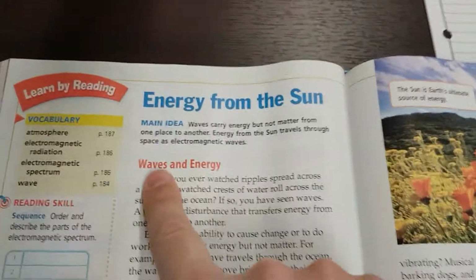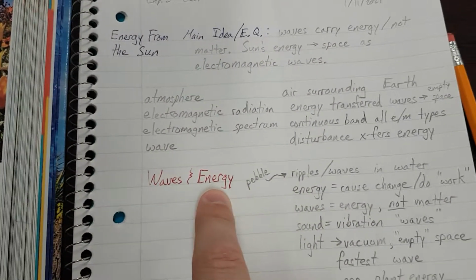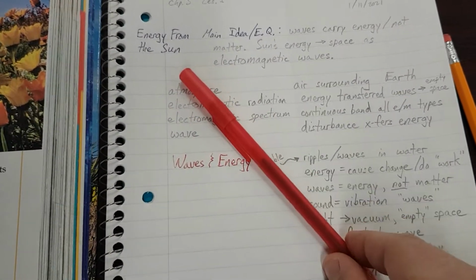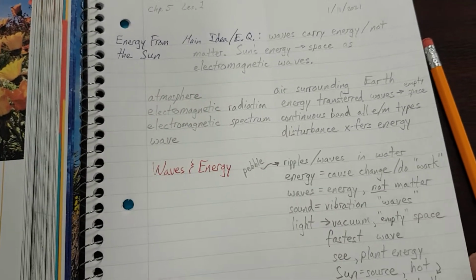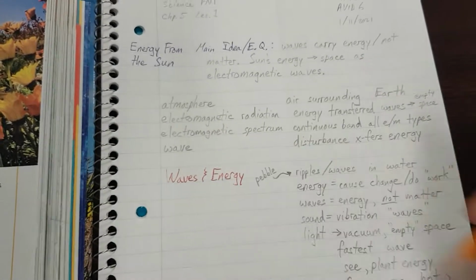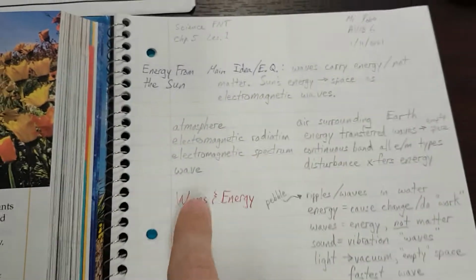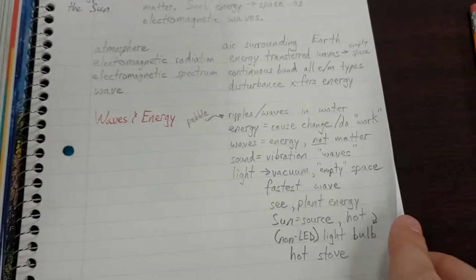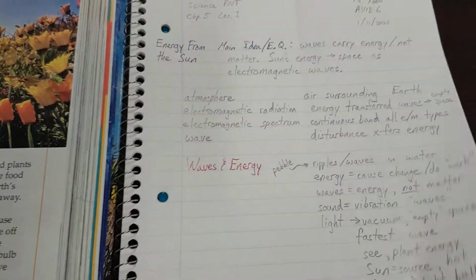Okay, here's the first section, waves and energy. So in red, waves and energy. Red pen, red colored pencil, red crayon. Write over it twice with your pencil so it's nice and bold. Make sure it's on the left side because I have folded the paper in half.